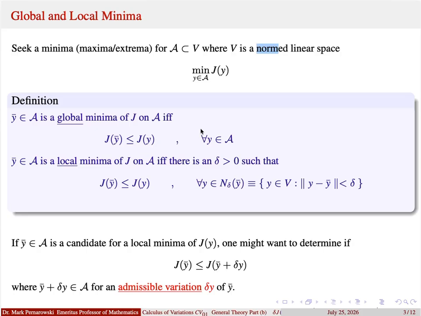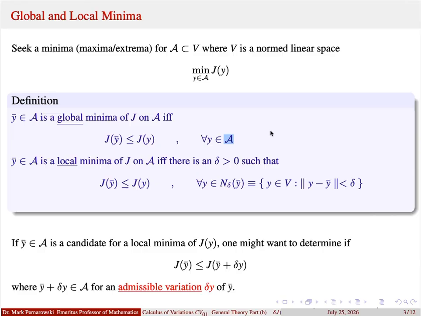What's the definition of global min and local min? Well, if J was a regular function, a global min would mean some y bar where it attains the smallest possible value of all y's in the entire set. In other words, if I take the value of the functional at y bar, it's always going to be less than or equal to any other value that I can attain for every possible y in A. So out of all the y's in A, it gives you the smallest value.